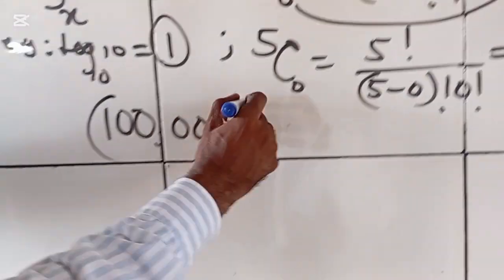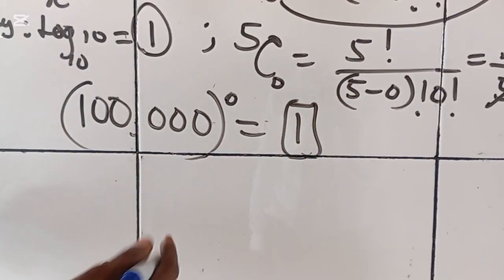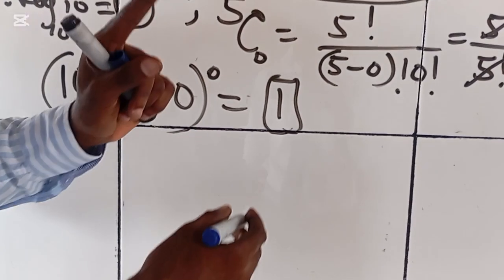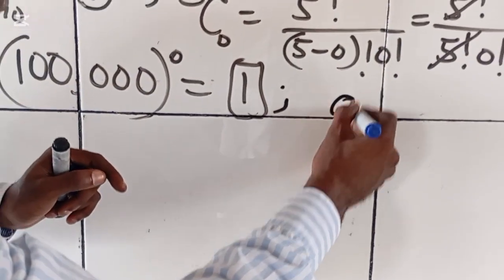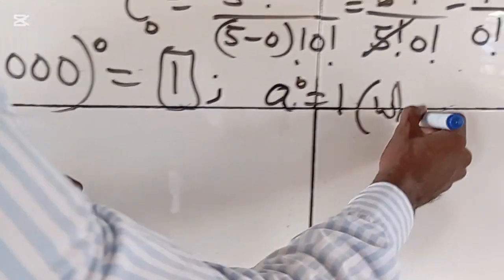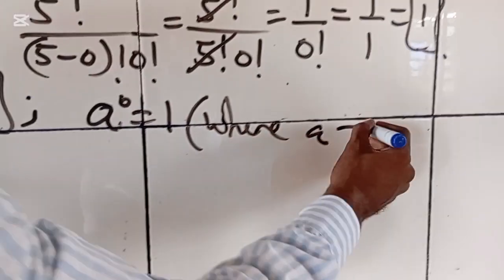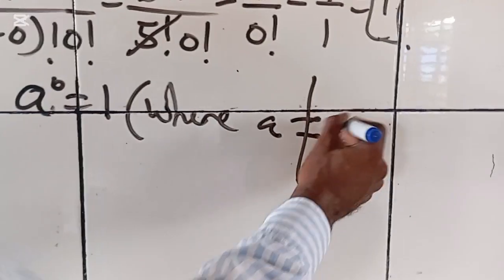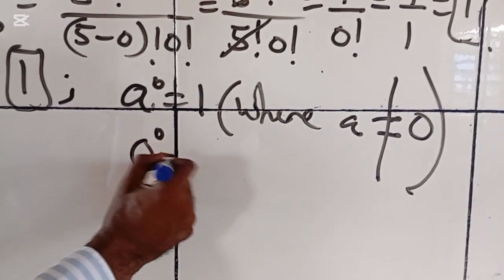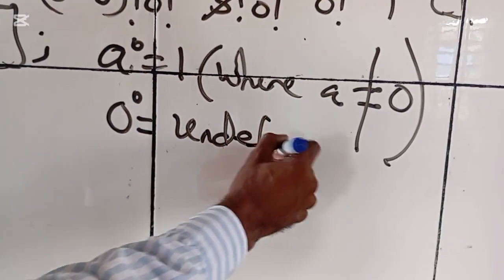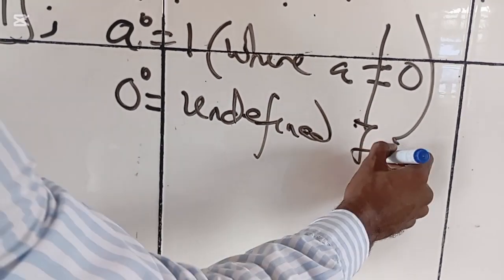The next one is 100,000 raised to power 0. The answer is also 1. Why? Any number apart from 0 raised to power 0, the answer is 1. We have the principle a raised to power 0 is 1, where a is not equal to 0. When it is 0 raised to power 0, it is undefined or impossible.